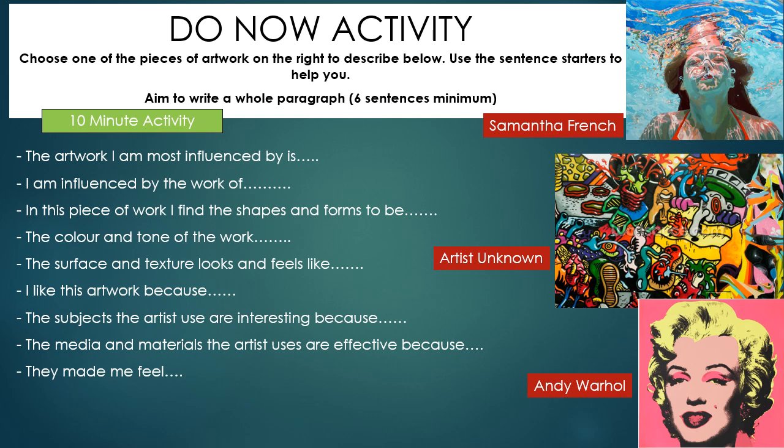So your do now activity, something similar to what you've done before, but they're different artists. So choose one of the pieces of artwork on the right to describe below. Use the sentence starters to help you. Aim to write a whole paragraph, so 6 sentences really, minimum. I've put some sentence starters down there on the left.